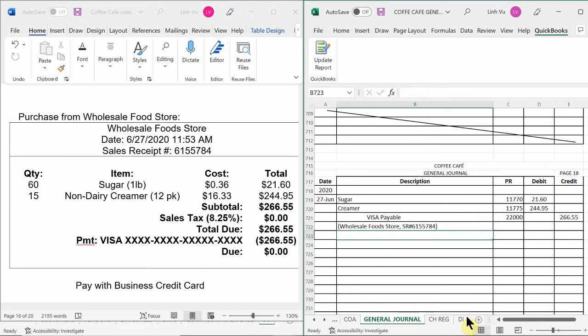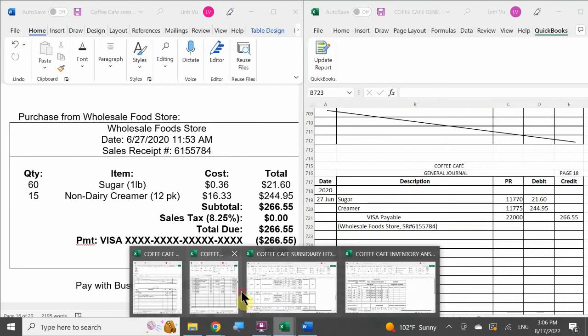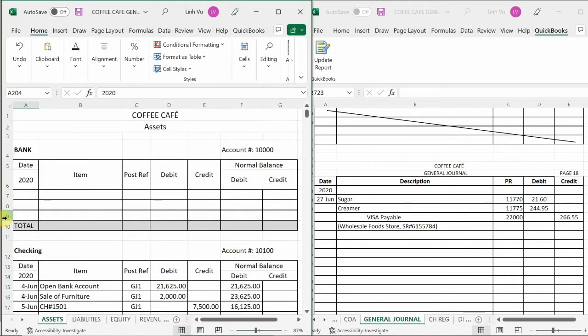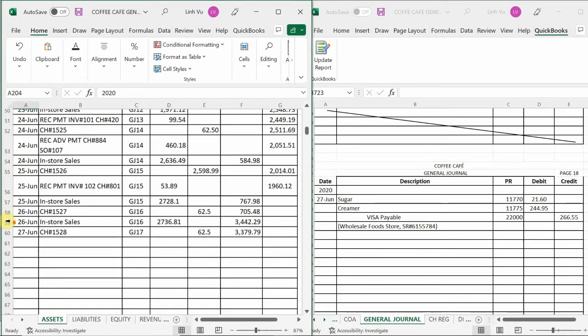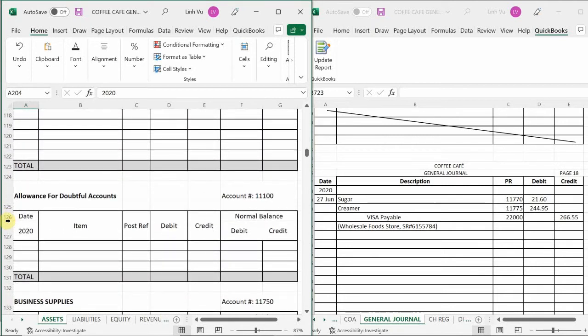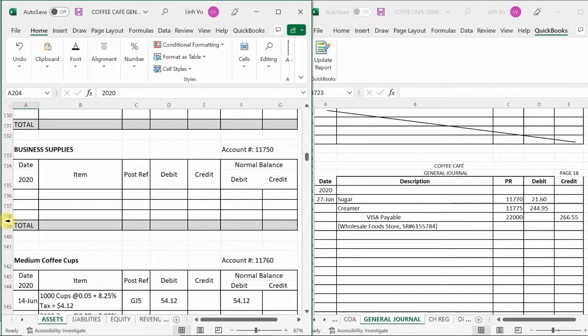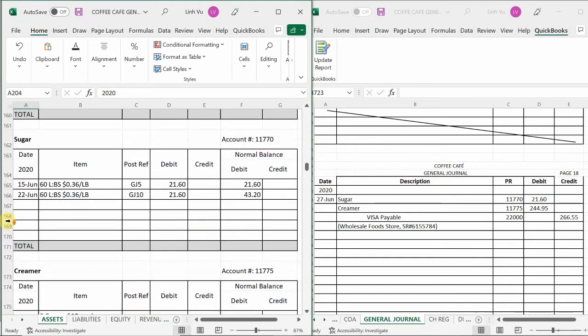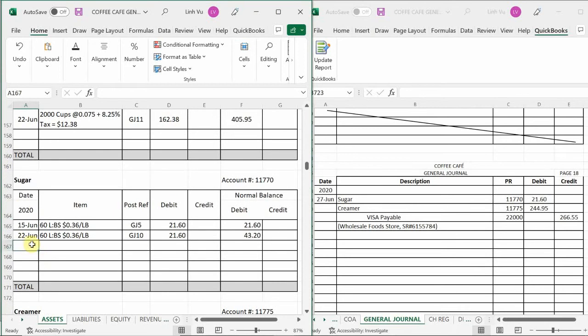Okay, and then we go to the general journal, our ledger, and we go to assets, and it's down. Isn't it in the expenses? It's not in inventory, is it? No, it's business supply. Yeah, yeah. So there it is. Okay.